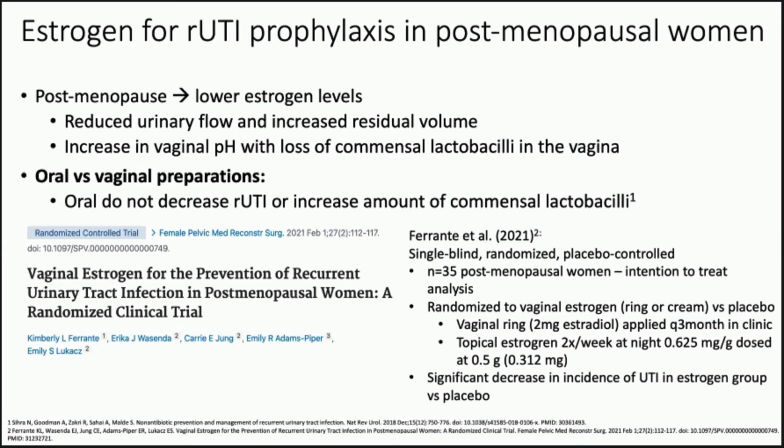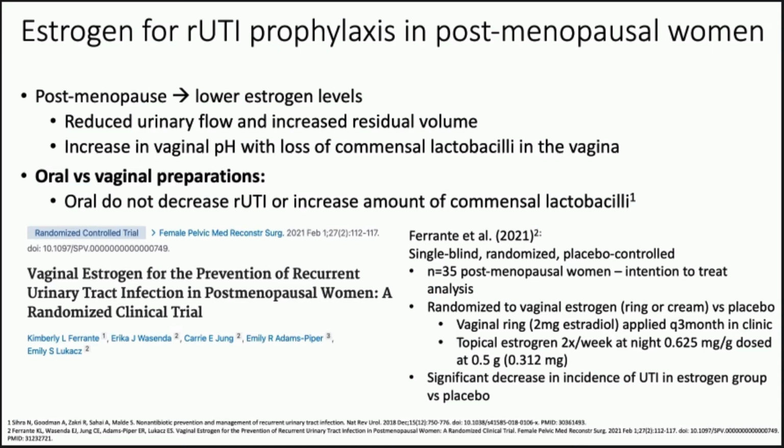The evidence, though, is very clear when comparing oral versus vaginal preparations, in that oral estrogen does not decrease the rates of recurrent UTIs or increase commensal bacteria. So it is not recommended for this indication. There was a randomized control trial that was performed by Ferrante and colleagues, where women were assigned to either vaginal estrogen in the form of a vaginal ring or cream versus placebo.